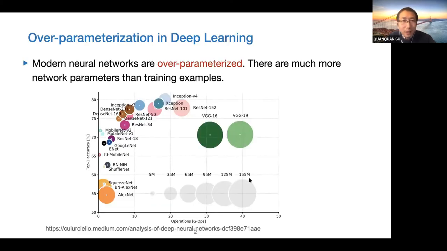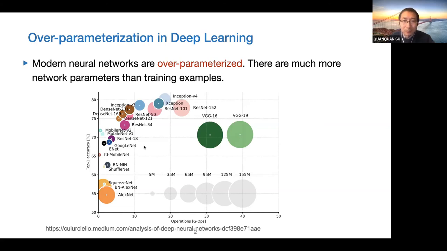The basic background of this work is the resurgence of deep learning. Deep learning has achieved a lot of success in different applications. One of the key features in deep learning is called overparameterization, which means that in many modern neural networks, the number of parameters is much larger than the number of training examples. This is also true for example in image recognition.